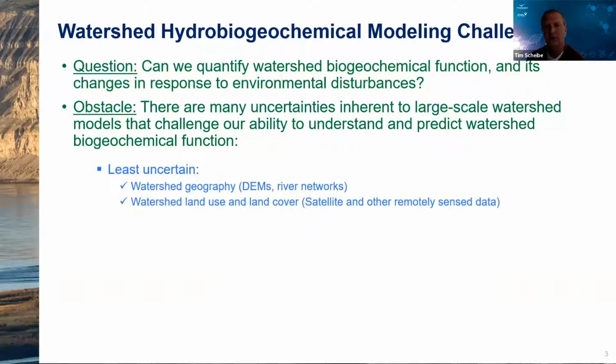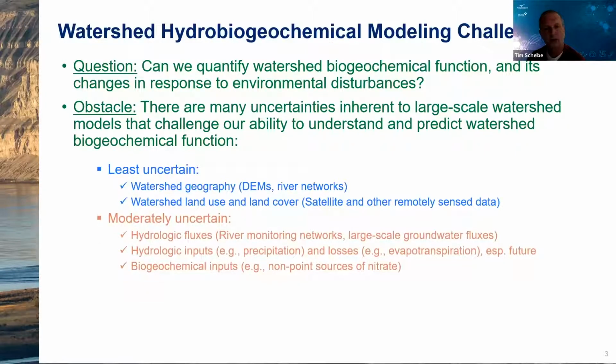So if we think of the things that are perhaps least uncertain in terms of watershed models, we can measure things fairly accurately like watershed geography. So we have high accuracy digital elevation models of probably the entire world. We have a very high resolution representation of the geometry of river networks, at least in 2 dimensions. We have a pretty good handle on what the land use and land cover of watersheds is through satellite data and other types of remotely sensed data. So these types of data are relatively certain.